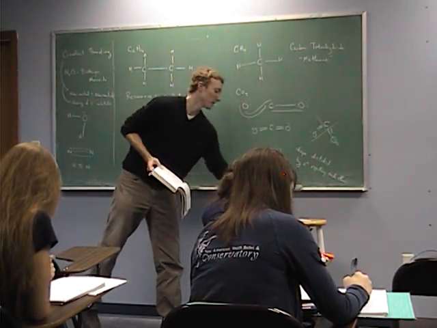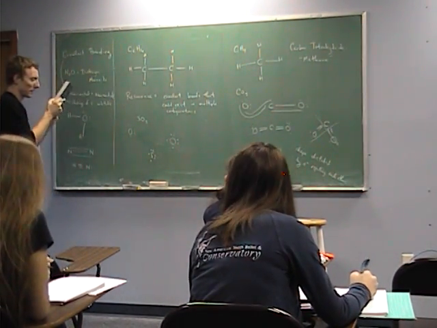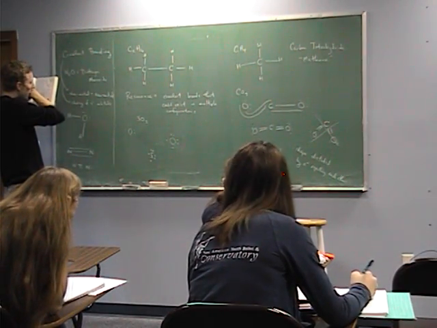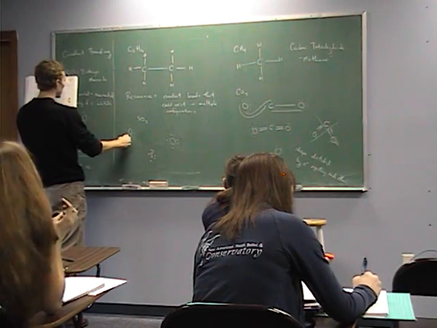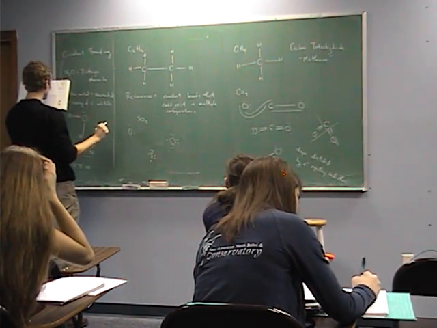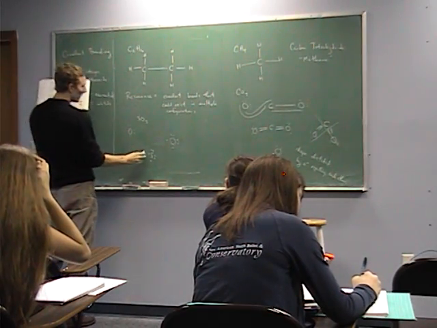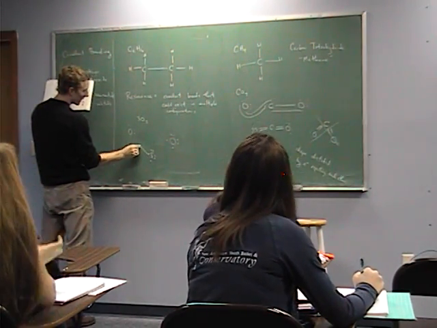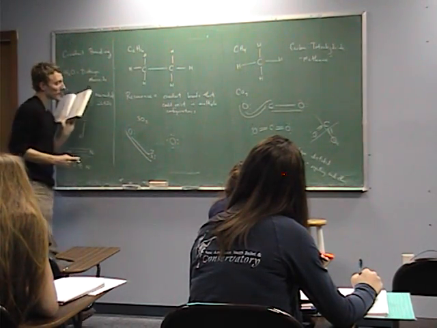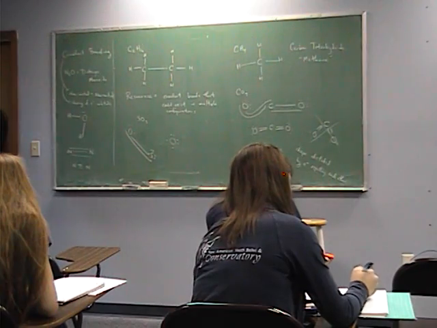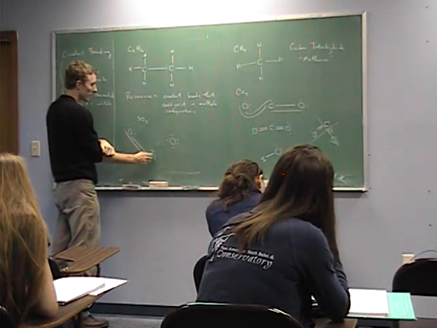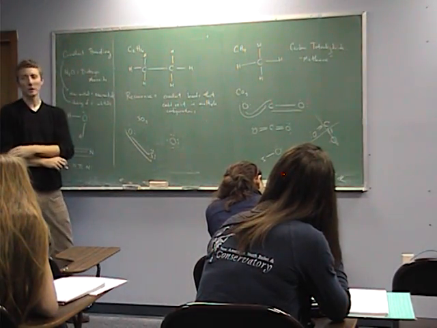Let me make sure I get this right. Over here, the sulfur could bond here and bond there. Now, everybody's got an octet, actually. The sulfur has 8 electrons to his name. The oxygen has 8 electrons to his name.